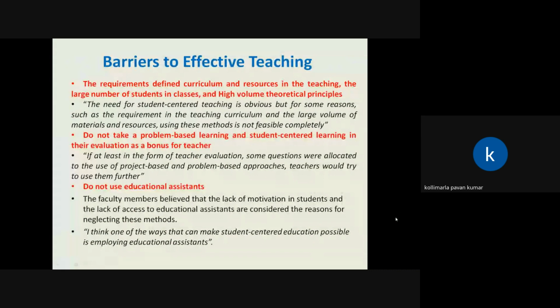Now, before implementing this, what are the challenges or issues that the teachers are facing in producing effective teaching? Now, the requirements. First is defining the curriculum and resources in the teaching. There is a large number of students in classes and a high volume of theoretical principles. Now, see what we are using.